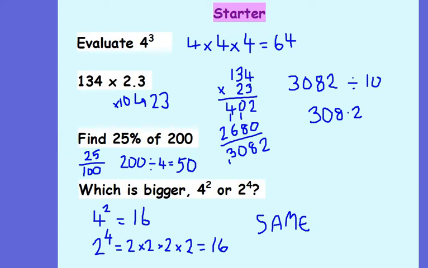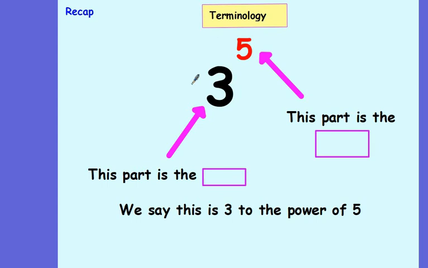Okay, Year 9, let's head into today's lesson. A quick recap of what we were doing last lesson. We were talking about terminology. What did we call this big number, Josh? Begins with a B. We call it the base. So the 3 is the base of our number.